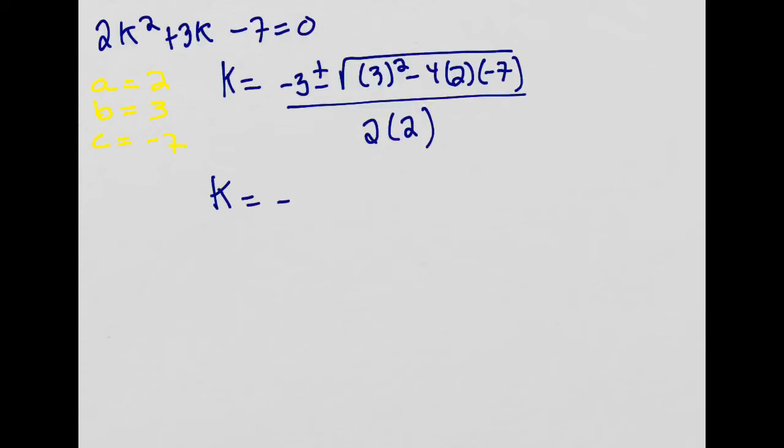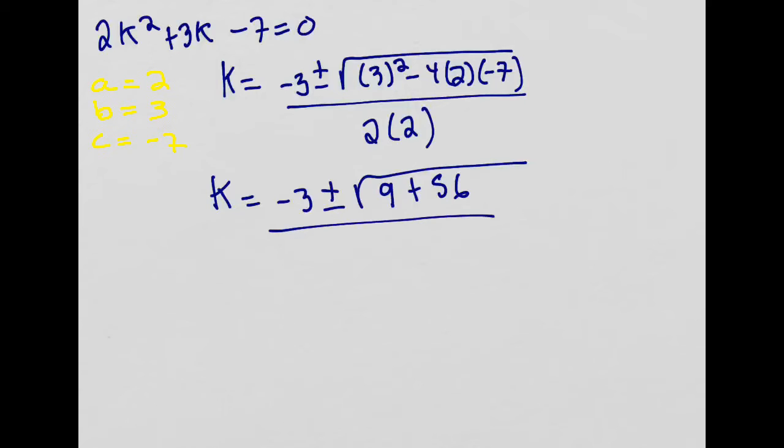We're going to go ahead and simplify this. The negative 3 stays. 3 squared is 9. Negative 4 times 2 is negative 8, and then negative 8 times negative 7 gives you positive 56, divided by 4, since 2 times 2 is 4. Now we're going to add 56 plus 9. That gives you 65. Plus or minus the square root of 65 over 4.